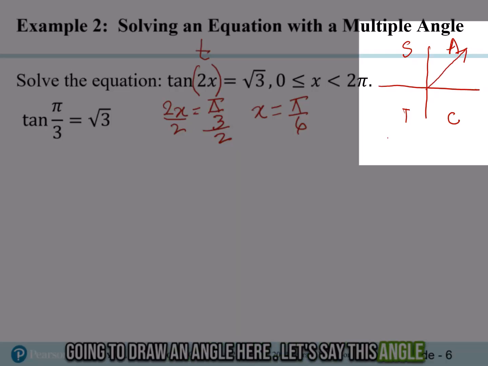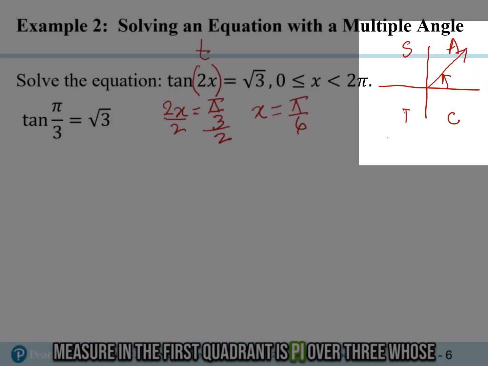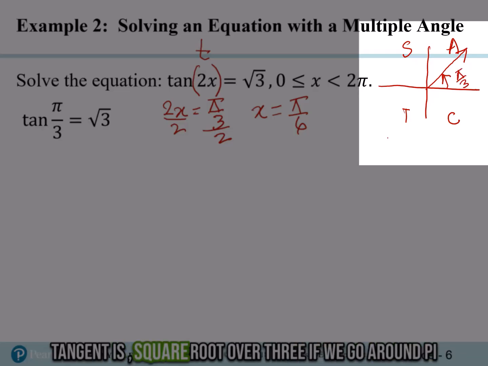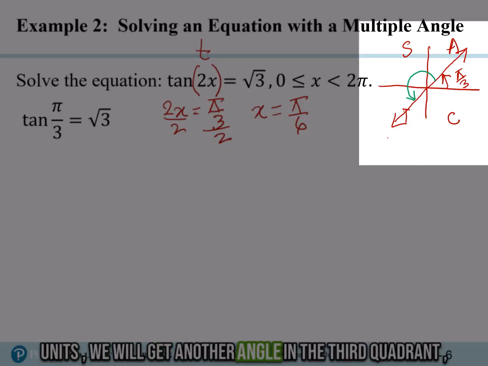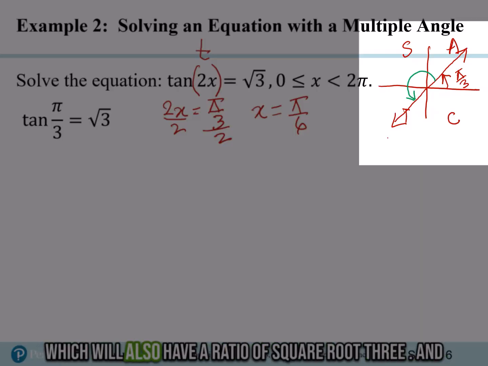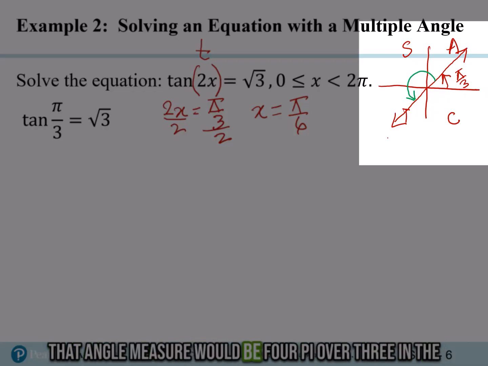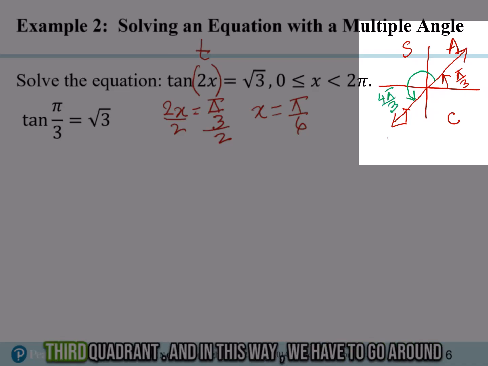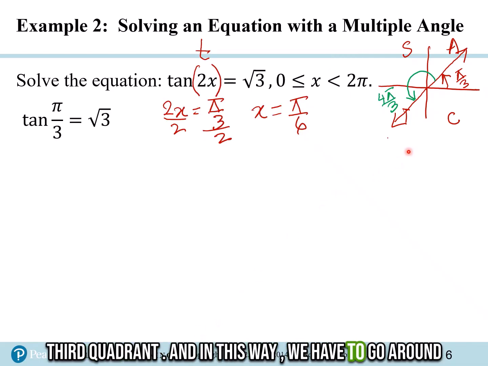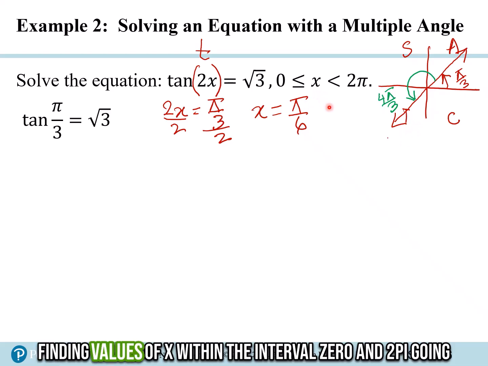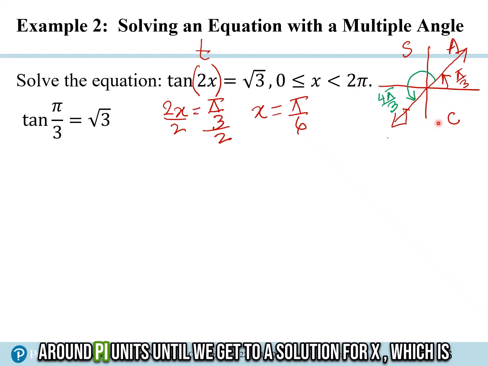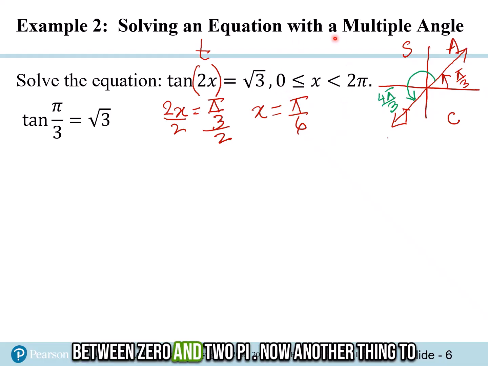Let's say this angle measure in the first quadrant is pi over 3, whose ratio is square root of 3. If we go around pi units, we will get another angle in the third quadrant, which will also have a ratio of square root of 3. And that angle measure would be 4 pi over 3 in the third quadrant. And in this way, we have to go around finding values of x within the interval 0 and 2 pi, going around pi units until we get to a solution for x which is between 0 and 2 pi.